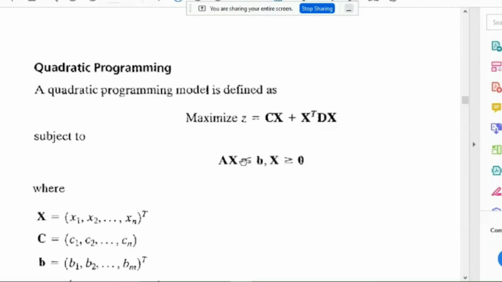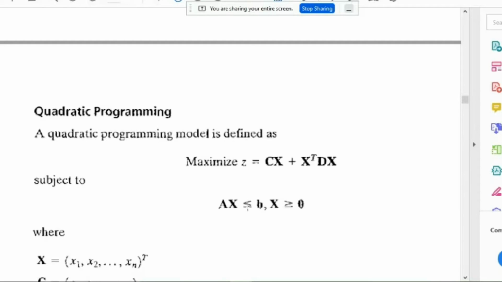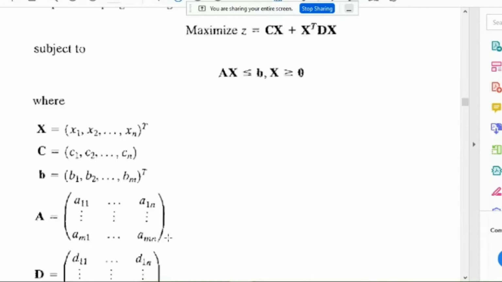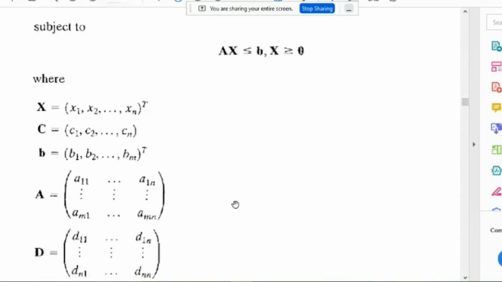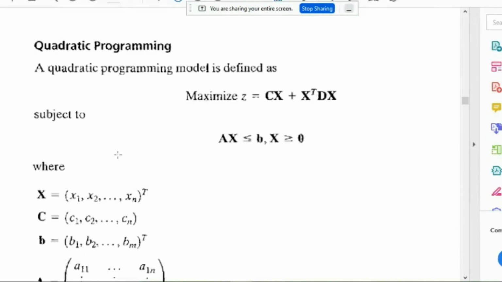As per the methodology demonstrated here, only linear inequality constraints are considered. If greater than or equal to type constraints are there, we have to convert them into less than or equal to type constraints, and then we can solve the problem using this methodology, right? Here the design vector x is in terms of decision variables x1, x2 and so on xn, and c is the coefficients of the variables in the objective function, that is the coefficients of x1, x2 and so on xn. So that is a vector.